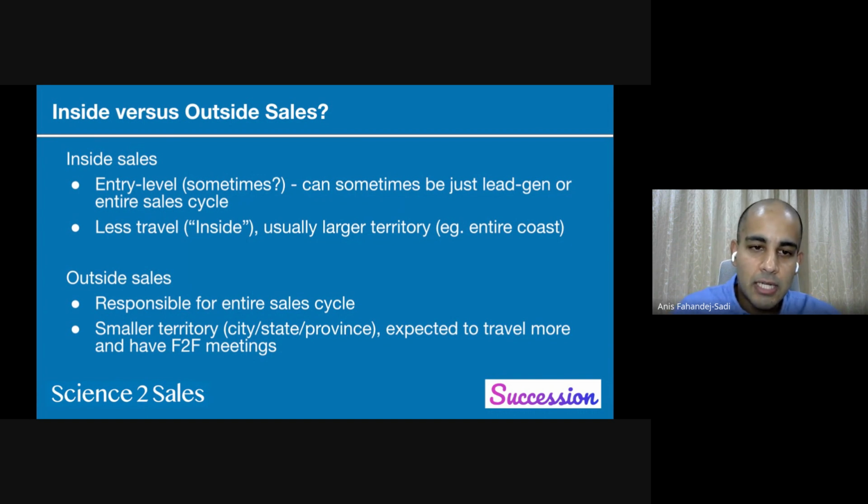On the other hand, with outside sales, you are going to be responsible for the entire sales cycle. Typically, you'd see this as an account executive or an account manager. And because you're covering the entire process and there is the word outside, it will probably be a smaller territory. You might be expected to travel more and have face-to-face meetings. You're not prospecting face-to-face, that would be a waste of your time, but you are expected to book meetings in person and go on site and figure things out that way.